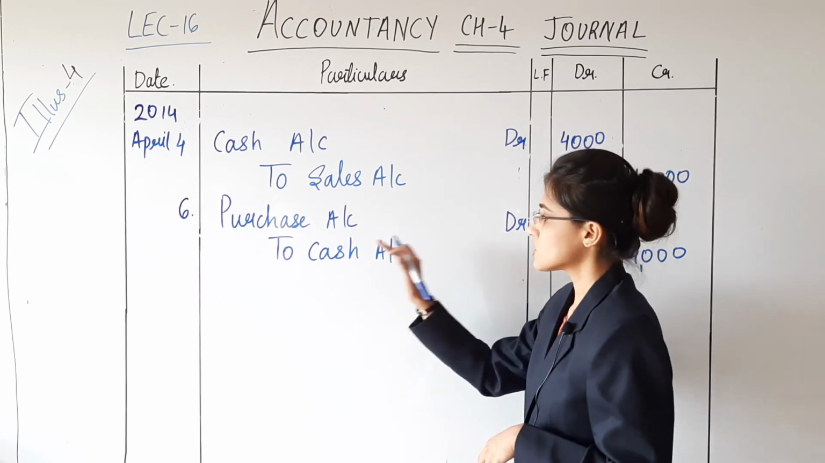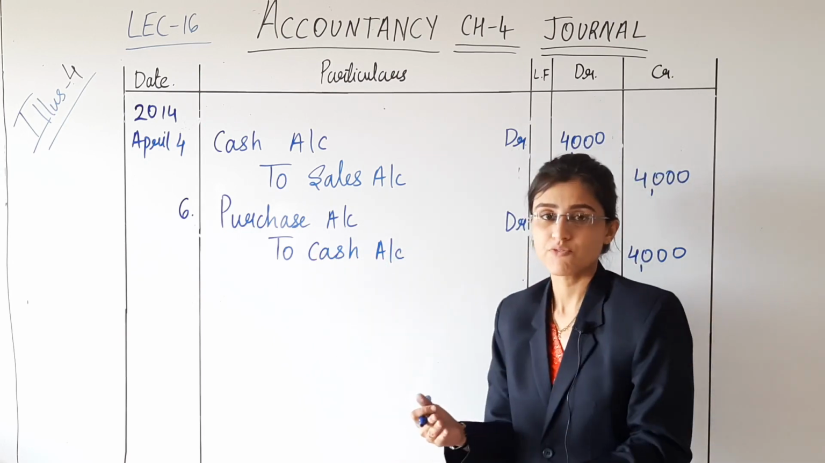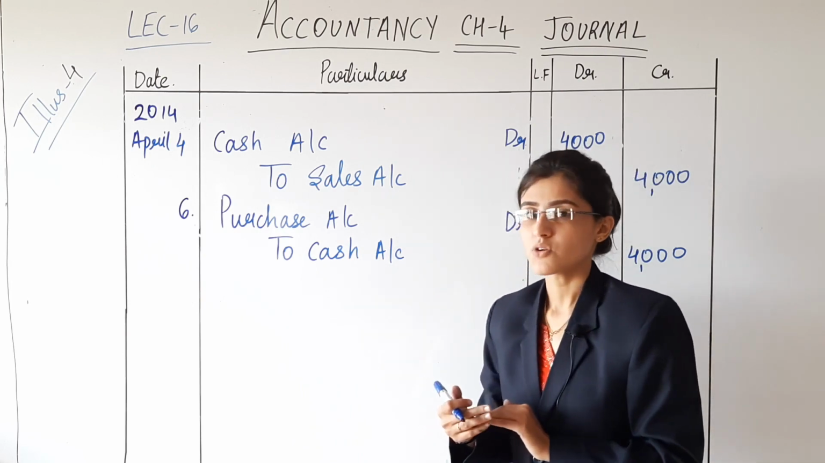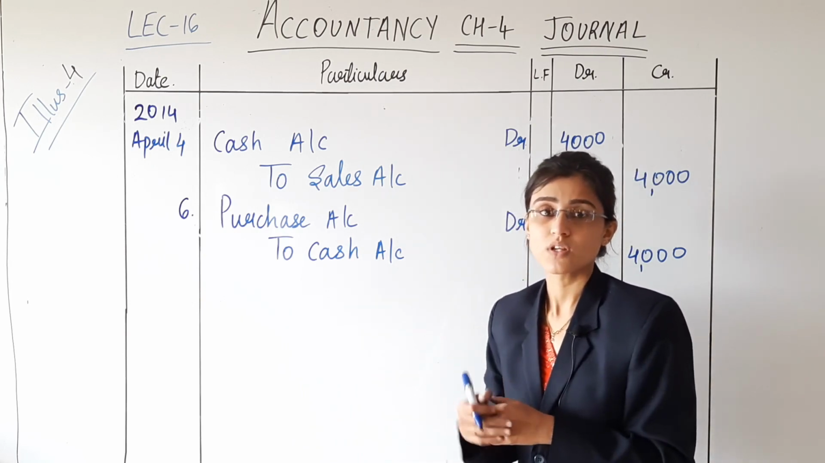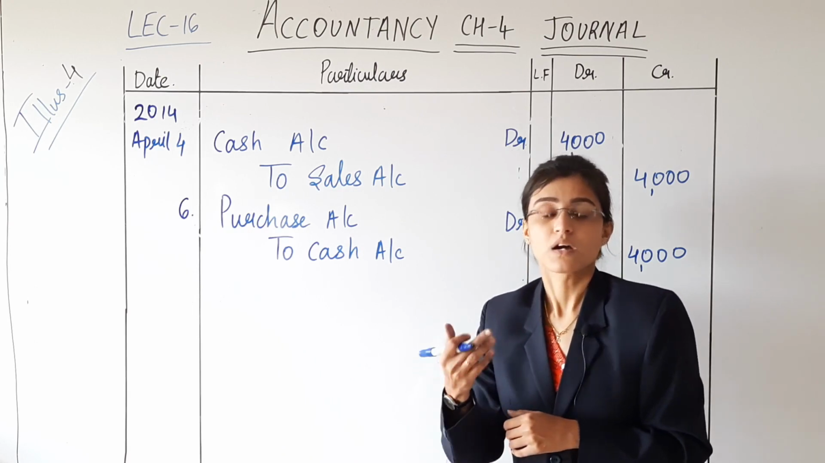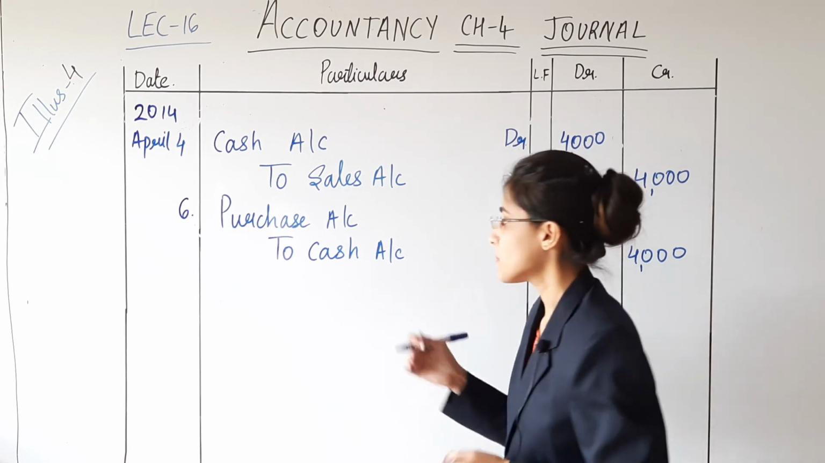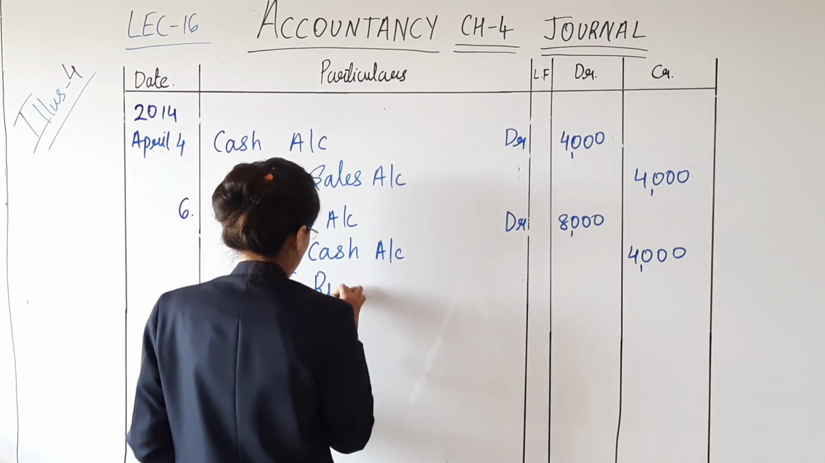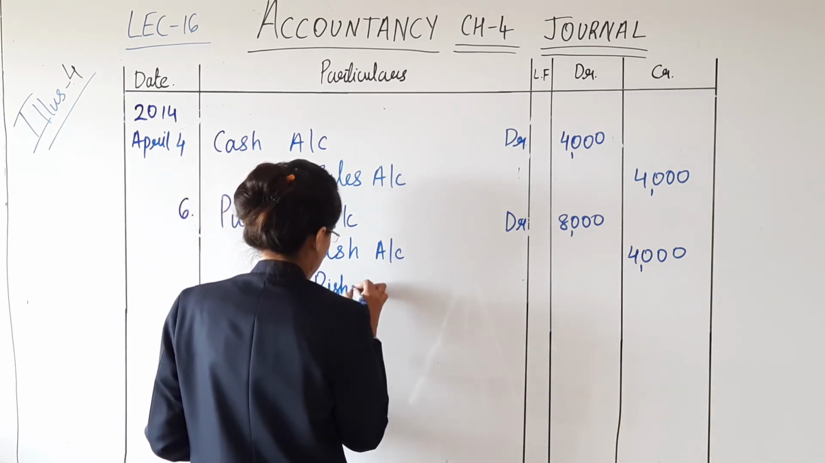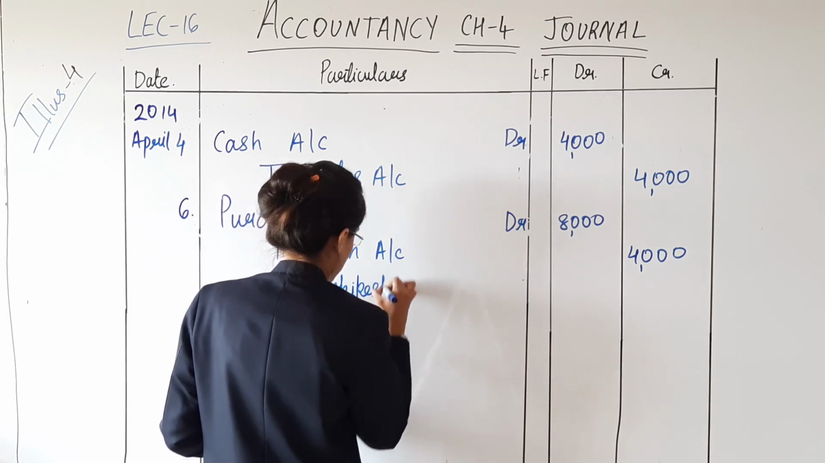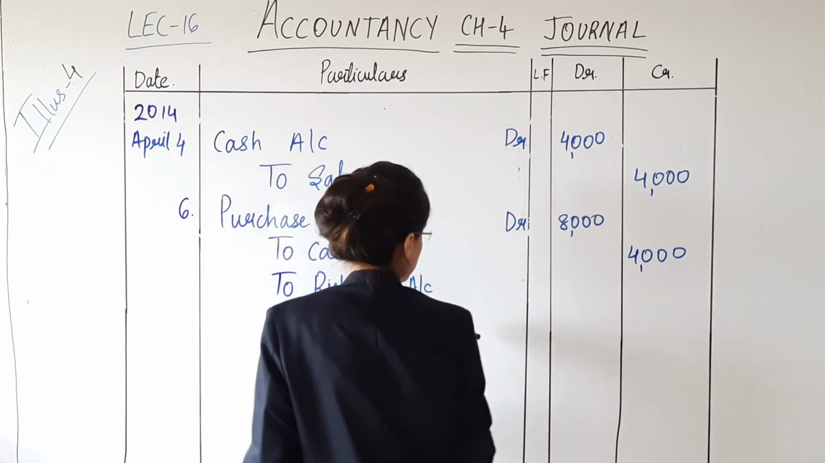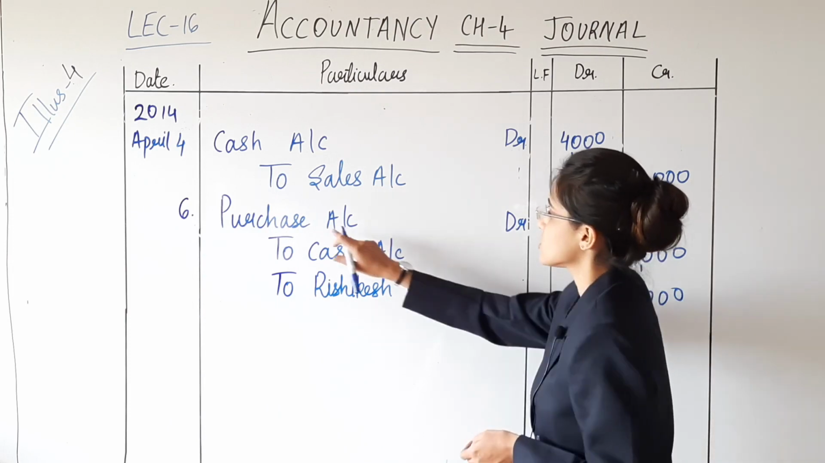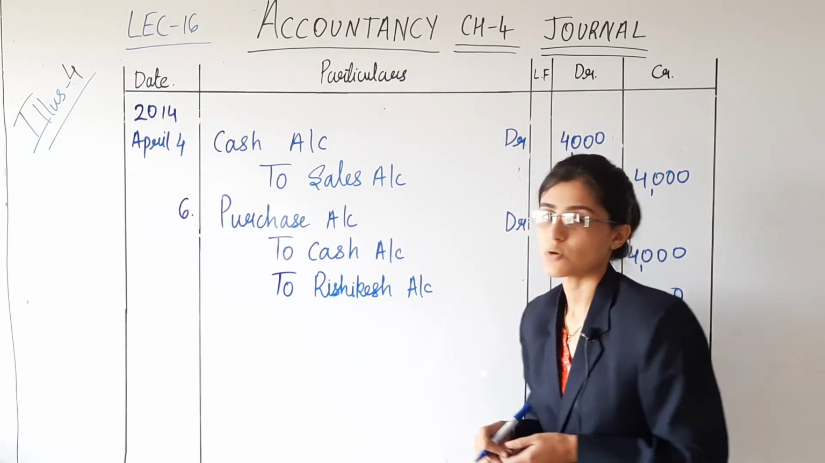In a cash transaction, one effect is of cash. If you are talking about a credit transaction, one effect is of the name of the account of a person. So who is the person here? Rishikesh. So to Rishikesh account. This simply means I have purchased goods of rupees 8,000 from Rishikesh.